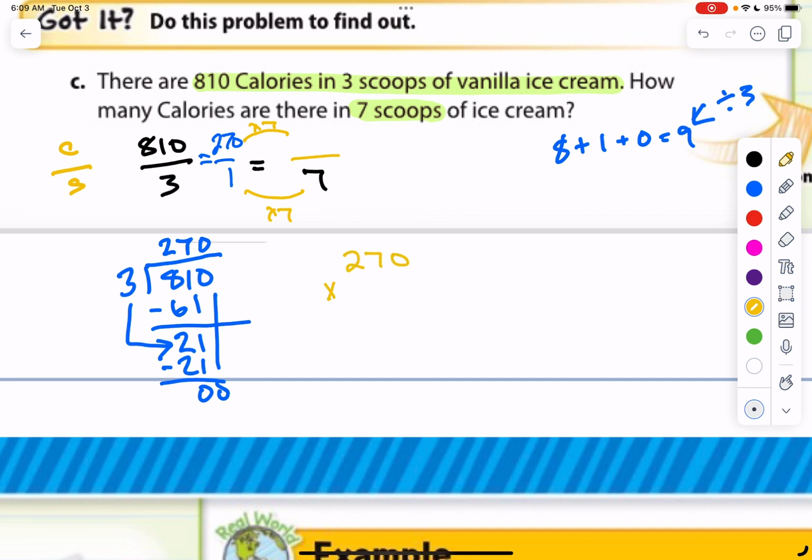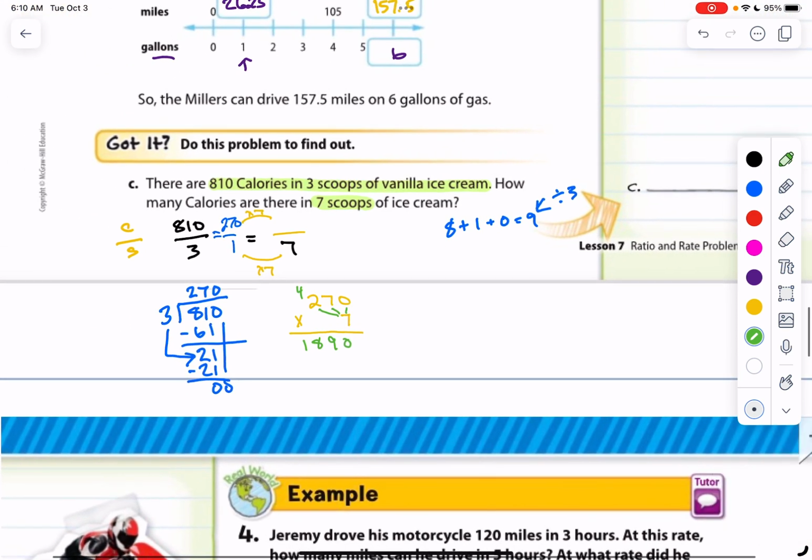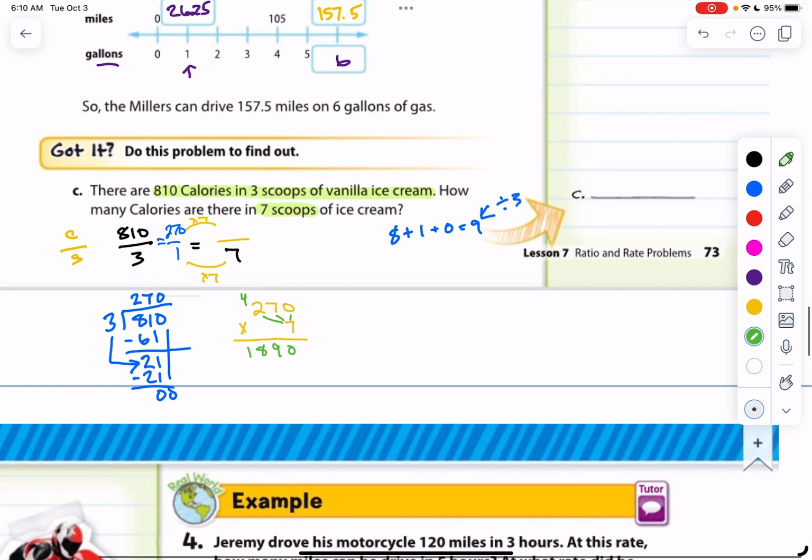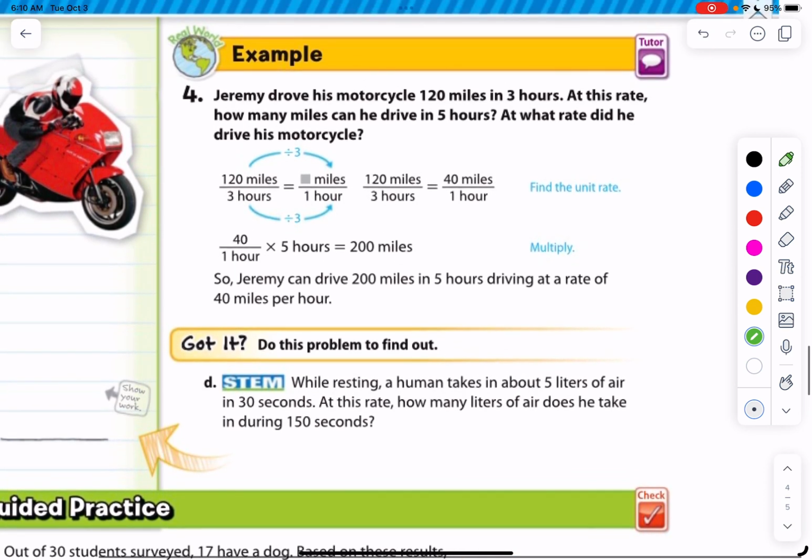270 times 7. 7 times 0 is 0. 7 times 7 is 49. 7 times 2 is 14 plus 4. That's 18. Wow, that's a lot of calories, guys. Let's make that sharing size, okay? 1,890 calories in 7 scoops of ice cream. Whew. All right. Jeremy drove his motorcycle 120 miles in 3 hours.